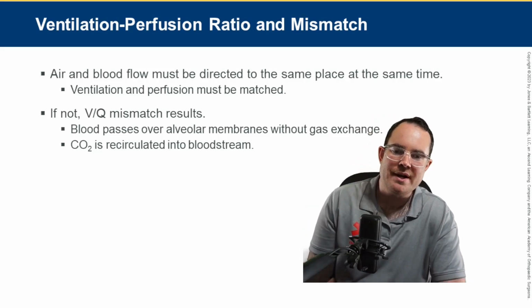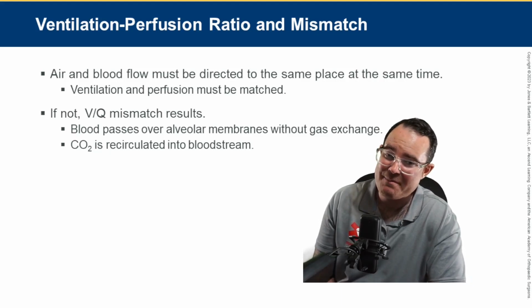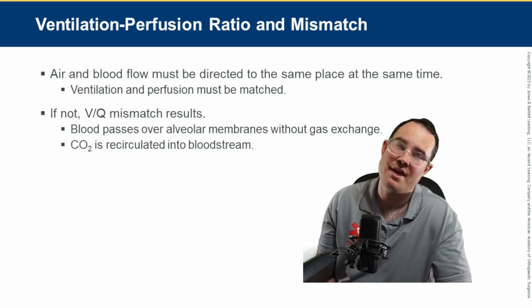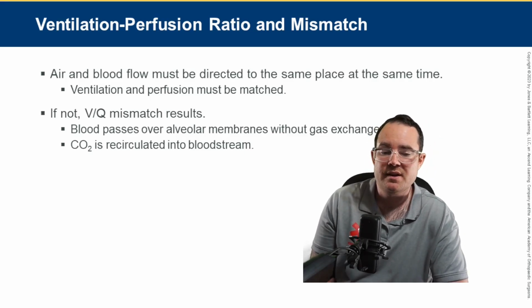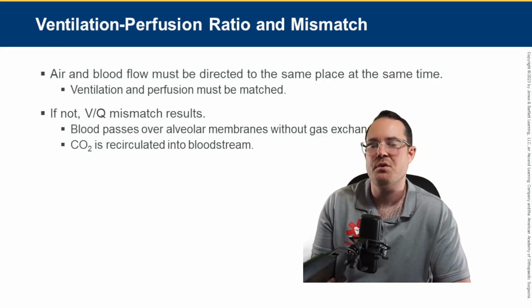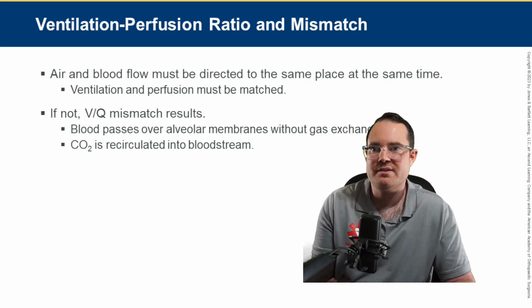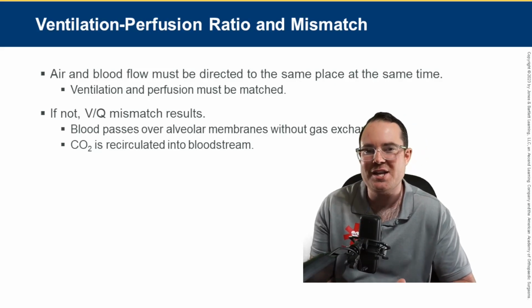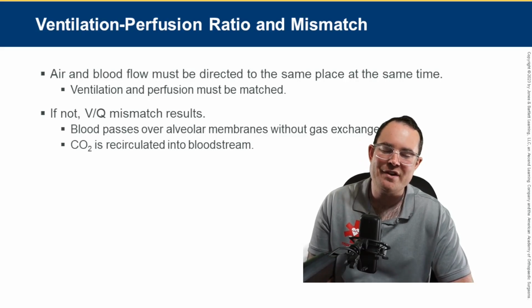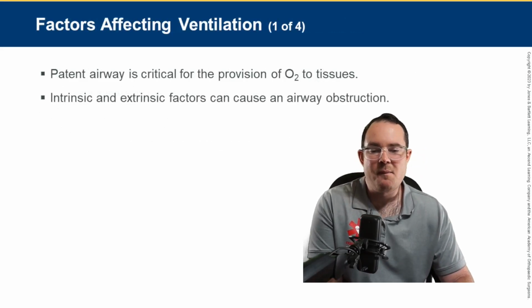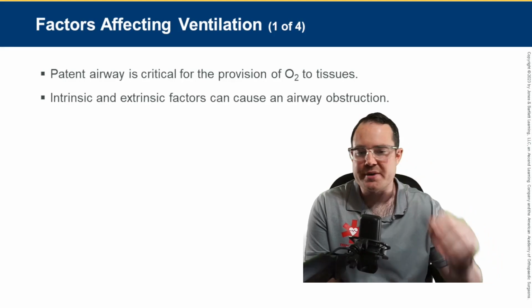Blood passes over the alveolar membranes without gas exchange. So that means that there was a mismatch with the ventilations. There's no ventilations occurring, right? Or CO2 is recirculated into the bloodstream. Problematic, right? CO2 is a waste. Your body needs to get rid of the waste. And the problem with a lot of CO2 in the body is there's going to be a byproduct called lactic acid that starts to develop, and then the pH starts to change within the patient's body, and now we have an acid base balance issue going on. More waste would start to develop within the bloodstream.